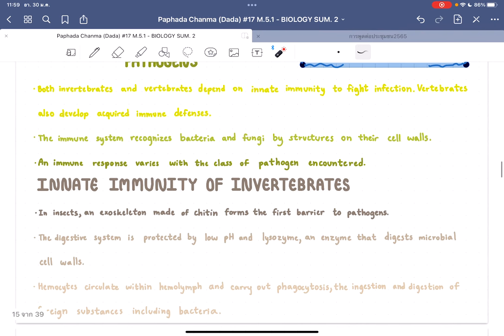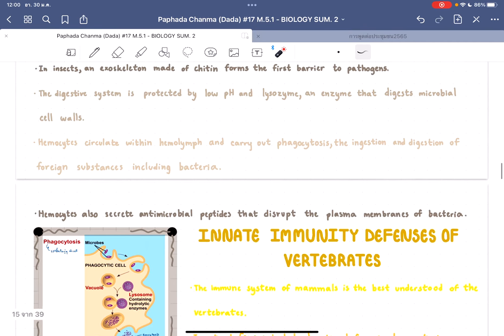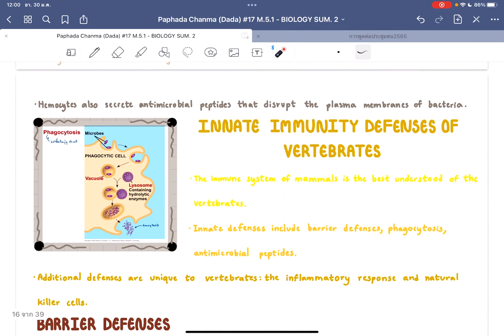In the immunity of invertebrates, insects' exoskeletons made of chitin form the first barrier to pathogens. The digestive system is protected by low pH and lysozyme, an enzyme that digests microbial cell walls. Hemocytes circulate within hemolymph and carry out phagocytosis, the ingestion and digestion of foreign substances including bacteria. Hemocytes also secrete antimicrobial peptides that disrupt the plasma membrane of bacteria.